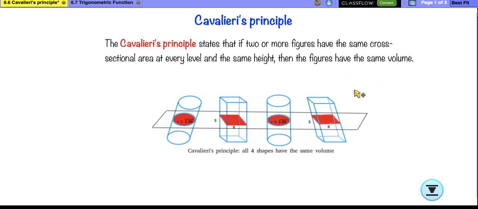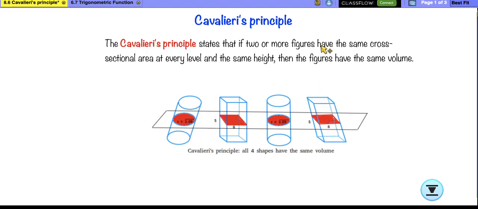As you can see, we have 4 objects here. The middle 2 are actually very familiar. This one is a rectangular prism. This is the one we always see, called a cylinder. However, the other 2 look very confusing, because they are not like the regular ones we see, vertically perpendicular to the base. This one is kind of slanted, and this one is the same thing too.